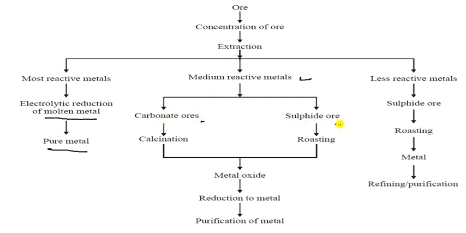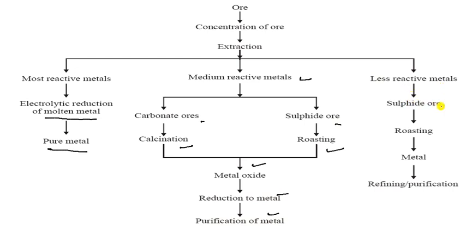And for the medium reactive metals there are two ways. The first one is carbonate ore, the second one is sulfide ore. The carbonates are further subjected to calcination, and sulfide ores are subjected to roasting, and both give metal oxide. The metal oxide is then reduced to metal, followed by purification of the metal.